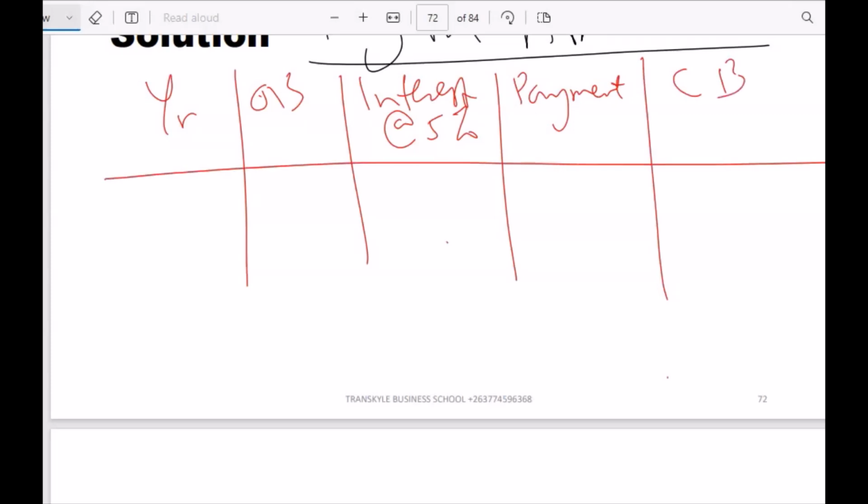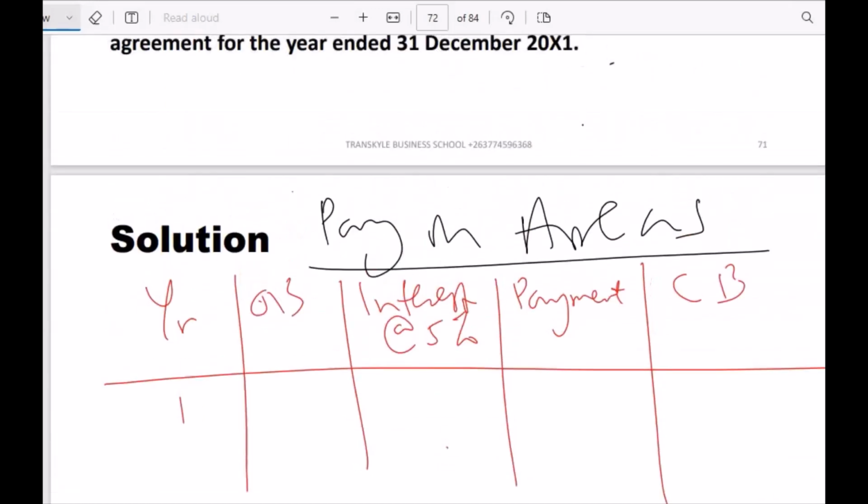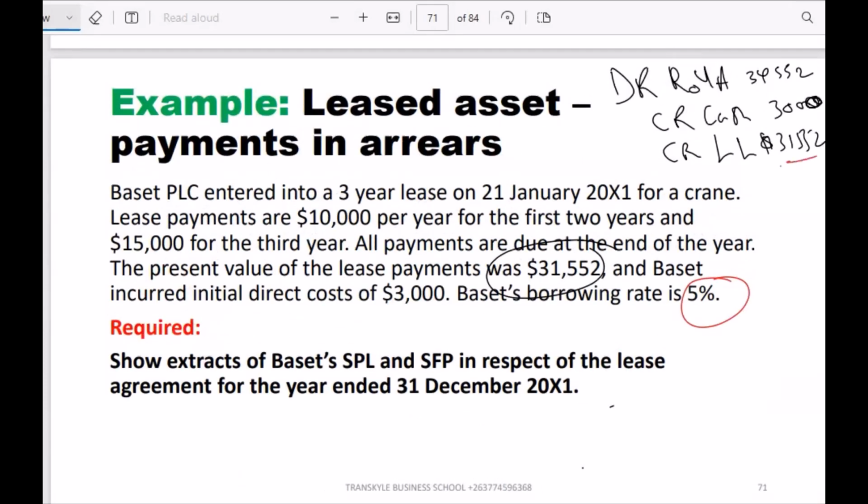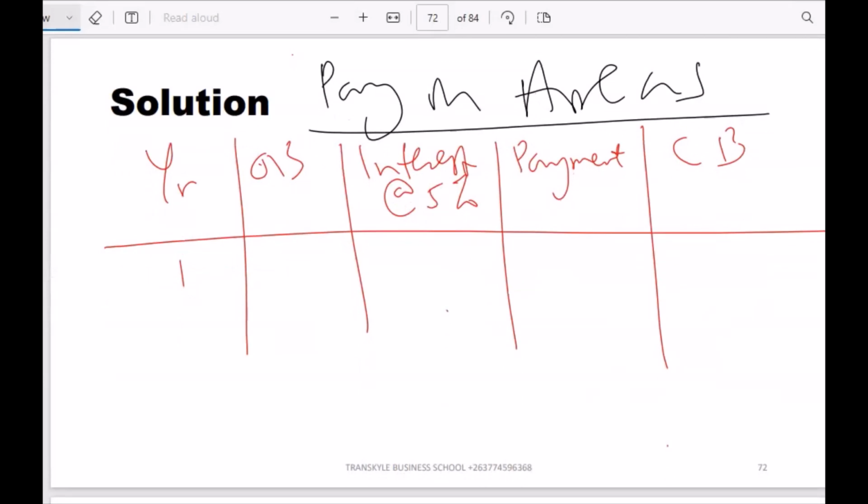We have got our year one, and in year one, the opening balance should be the present value of the lease liability, the lease payment. In this case, the lease liability figure, which was 31,552.